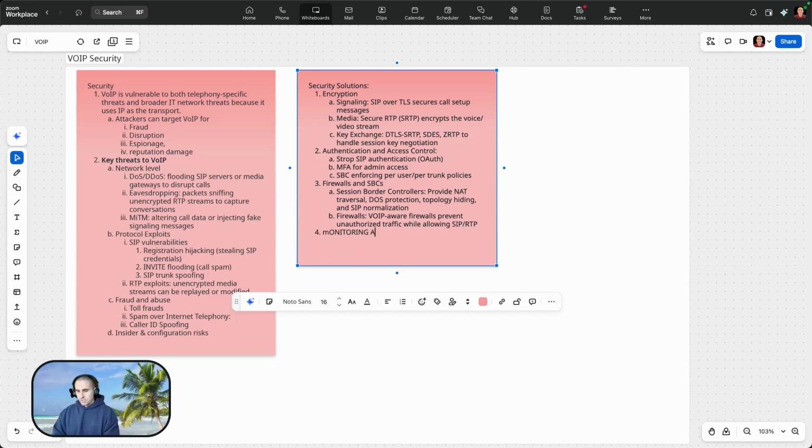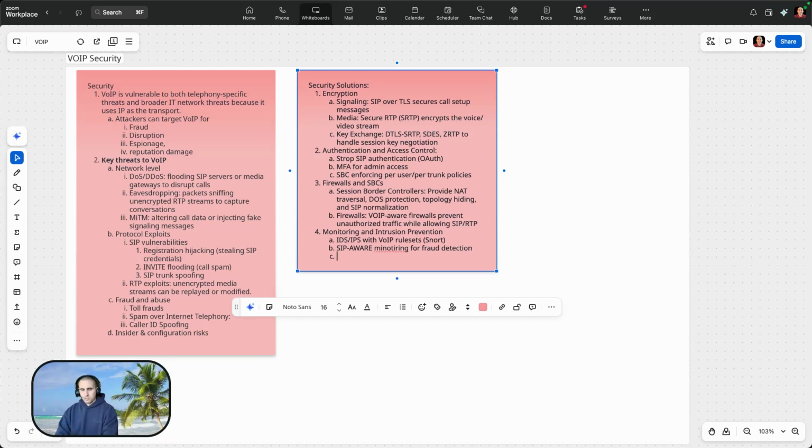Monitoring and intrusion prevention. IDS, intrusion detection systems, and intrusion prevention systems with VoIP rule sets, like Snort, and SIP-aware monitoring for fraud detection.